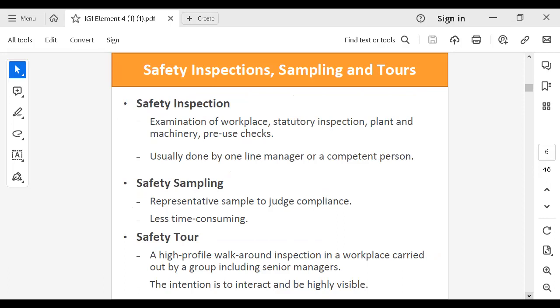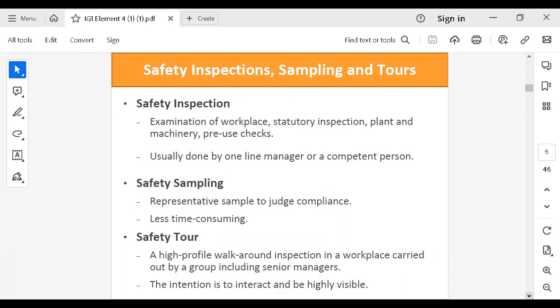Safety sampling uses a representative sample to judge compliance, and this is less time consuming. So in safety sampling, what we will do is check the samples. We will not check the whole area, we will only check the sample.